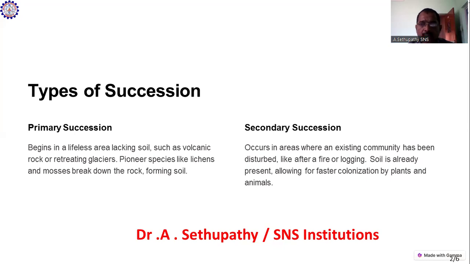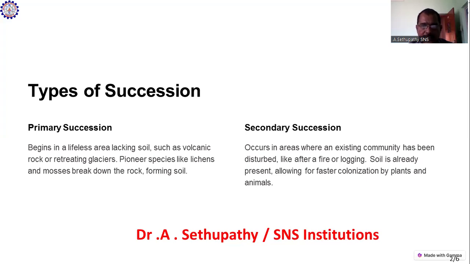So how will the soil be produced? This is the explanation: pioneer species like lichens, which is one of the species, and mosses break down the rocks. That will be the main cause of forming soils. So this is primary succession. Primary succession means that living things, that is species in a given area, form a succession.